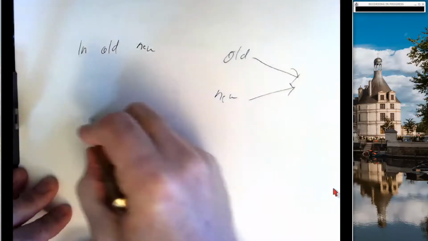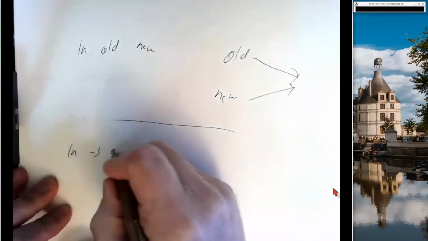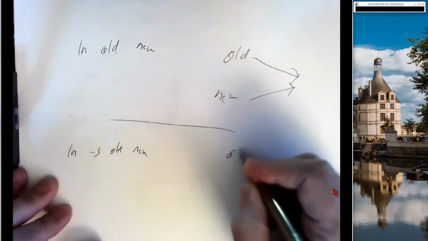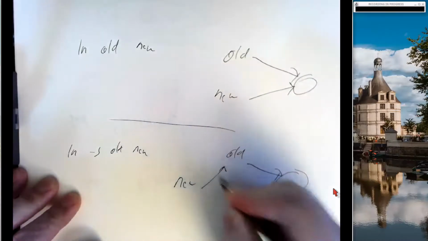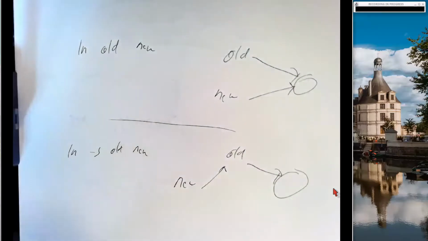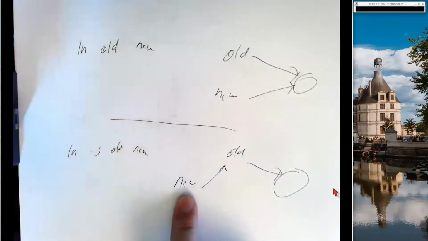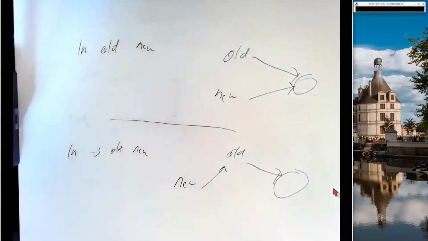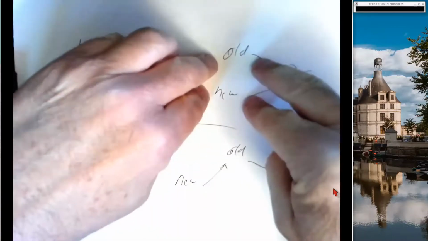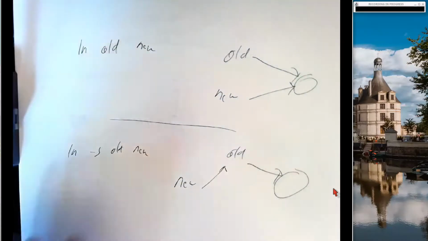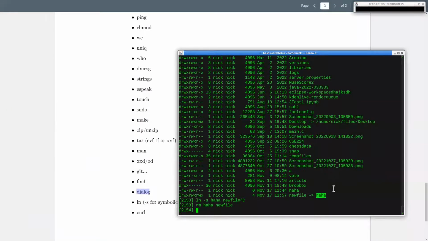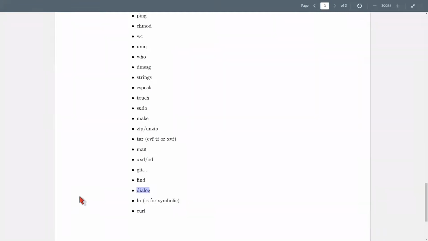But if I say link symbolically old, new, I've got old pointing somewhere on the disk. I've got new basically referring to old. So if I delete old and I try to look at new, it's going to say can't find the file. So this is really making two things that are exactly the same. This is making a reference to something else. And mostly we do symbolic links these days.